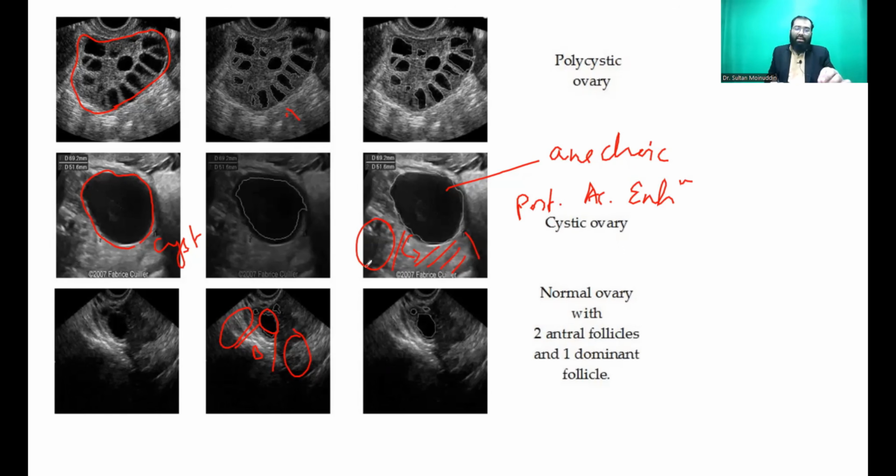The next important sign is vascularity. You won't see a vessel in the cystic region unless there are solid areas within it. Okay.